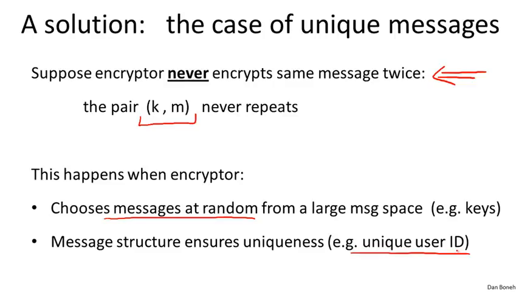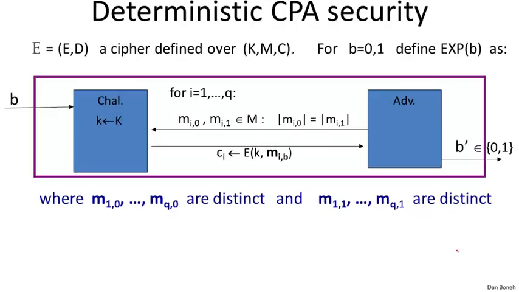So now if the messages never repeat, now maybe we can actually define security and then actually give constructions that satisfy our definitions. So this motivates the concept of deterministic chosen plaintext attacks, and let me explain what they mean. So as usual, we have a cipher defined as an encryption and a decryption algorithm. So we have a key space, a message space, and a ciphertext space. And we're going to define security just as normal using two experiments, experiment 0 and experiment 1.